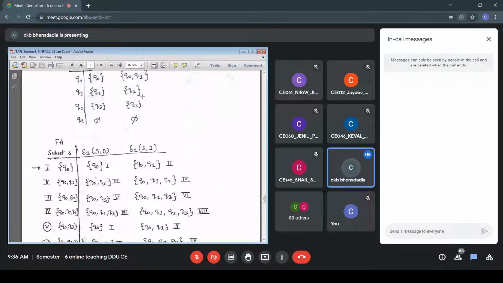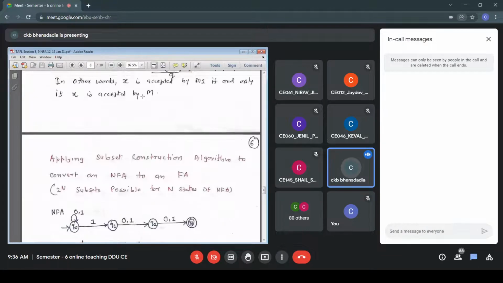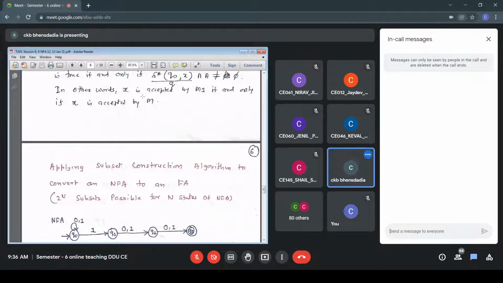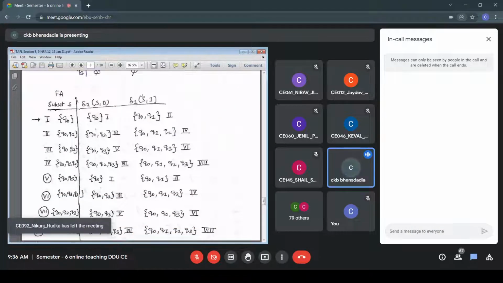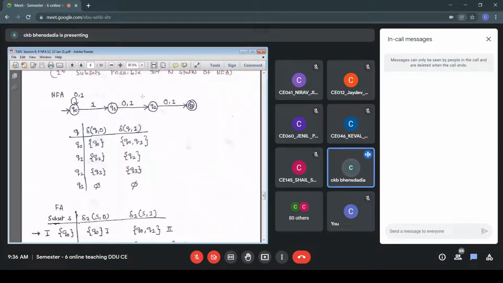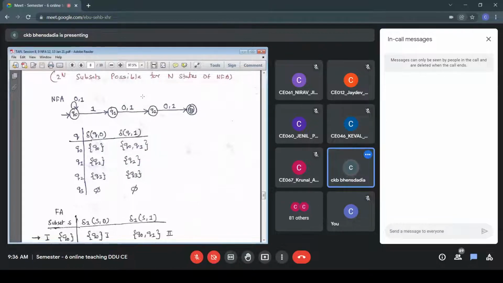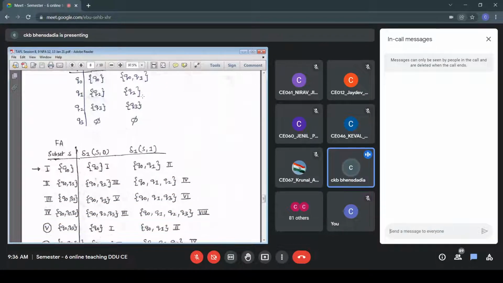Any subset containing the accepting state of the NFA, in our case Q3, becomes an accepting state in the DFA. So 5, 6, 7, 8 contain Q3, while 1, 2, 3, 4 do not contain Q3, so they are not accepting states. All of 5, 6, 7, 8 contain Q3, so all of them are accepting states. My initial state is the first subset corresponding to Q0. So this is my equivalent DFA.